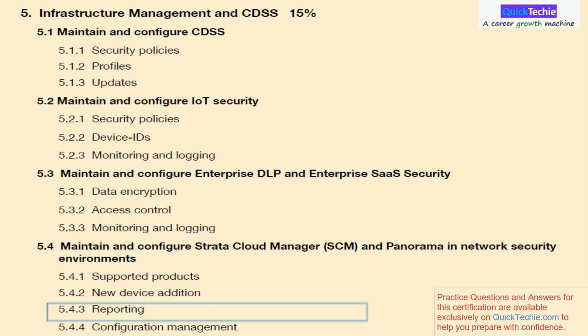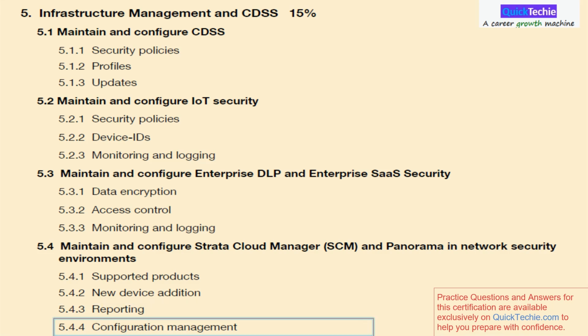5.4.3 Reporting. Explanation: both SCM and Panorama offer robust reporting capabilities, providing insights into network traffic, security events, threat trends, and compliance status across the managed infrastructure. Scenario: you need to generate a monthly report for management summarizing the top threats detected across all firewalls, the most active applications, and the overall security posture. You would use the reporting features of Panorama or SCM to gather this data and present it.